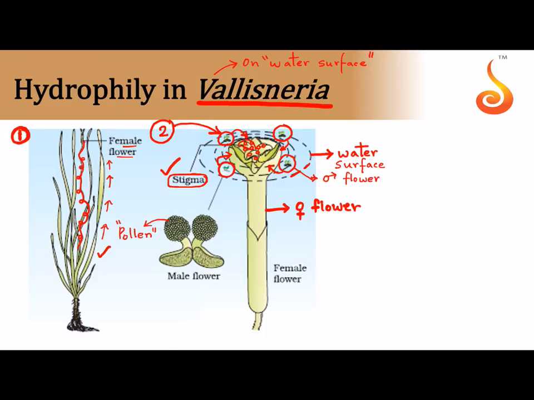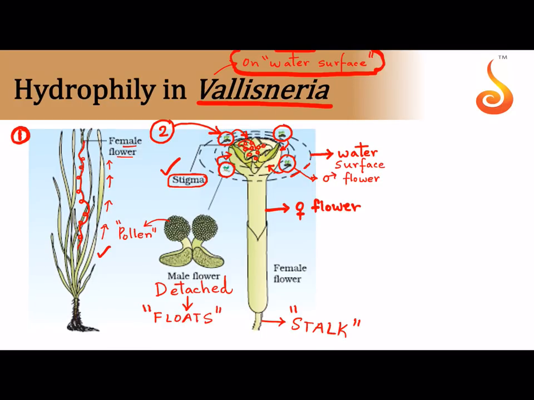is successful. Please remember, everything here happens on the surface of the water. The female flower comes to the surface. The male flower is detached. It does not have a stalk. But like I told you, the female flower has an elongated stalk which helps it reach the surface. The male flower is detached and it floats on the water surface, and it is carried passively closer to the stigma of the female flower. So I hope the mechanism of hydrophily in Vallisneria is clear.